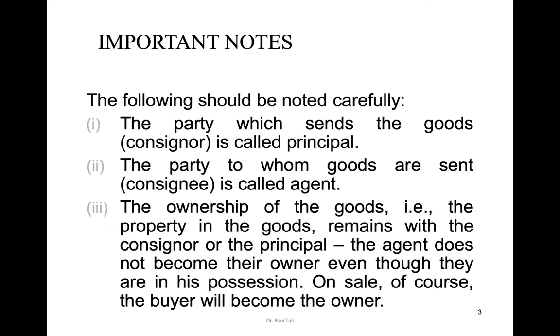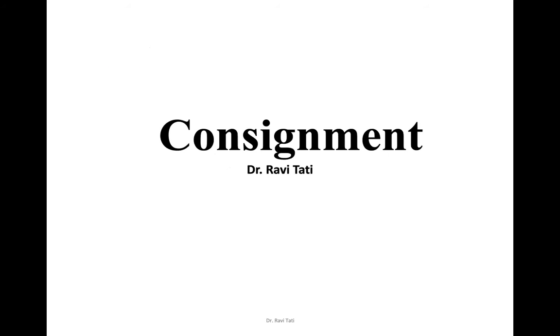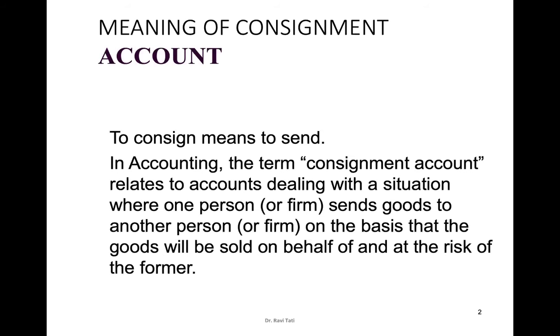We are going to talk about consignment, accounting for consignment. Now, what is consignment? To consign is to send. In accounting, the term consignment account relates to the accounts of consignment, the dealings of the consignee and the consignor. How do they record the stock that is being consigned, that is sent, and how the amount is recorded by the consignor, the one who sends, and the consignee, the one who receives the goods? When these goods are sold, how it is accounted, how the commission is accounted, how the expenses are accounted?